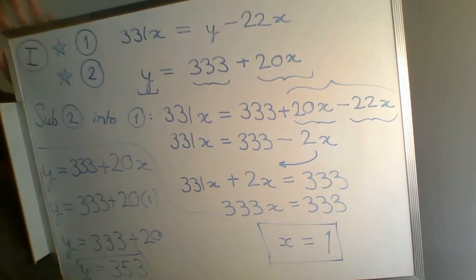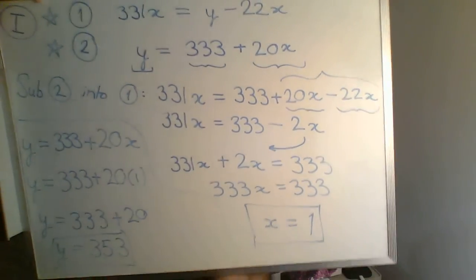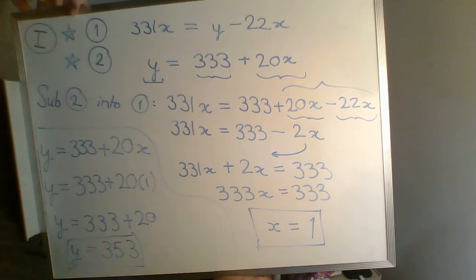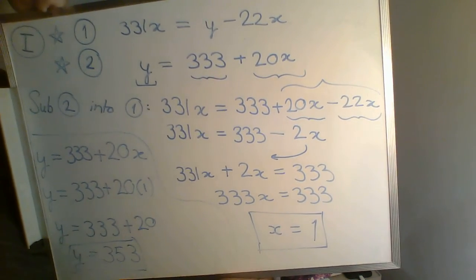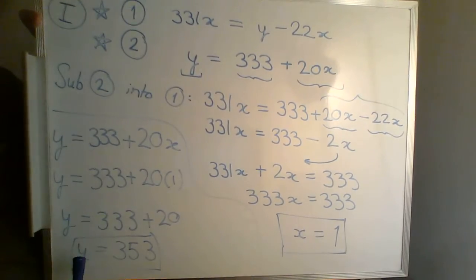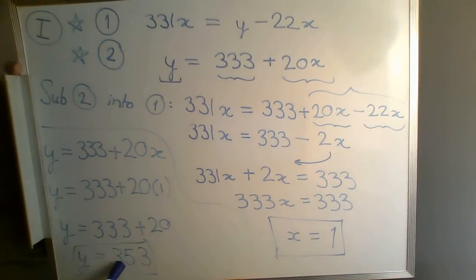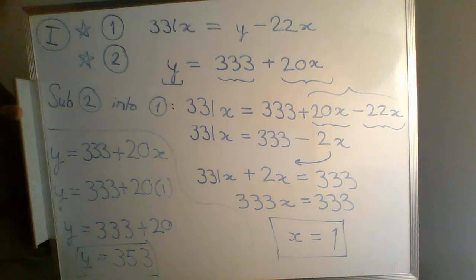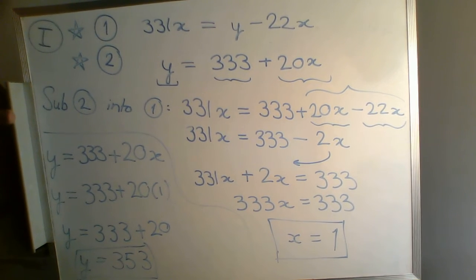So there it is. We were dealing with larger numbers in the equations, and we ended up with a small answer for our x variable and a huge answer for our y variable. Hopefully you can see it down here. We've got 353 down here for what y is equal to.